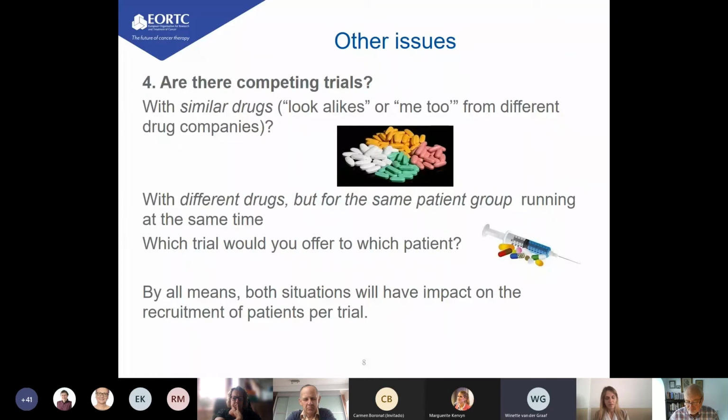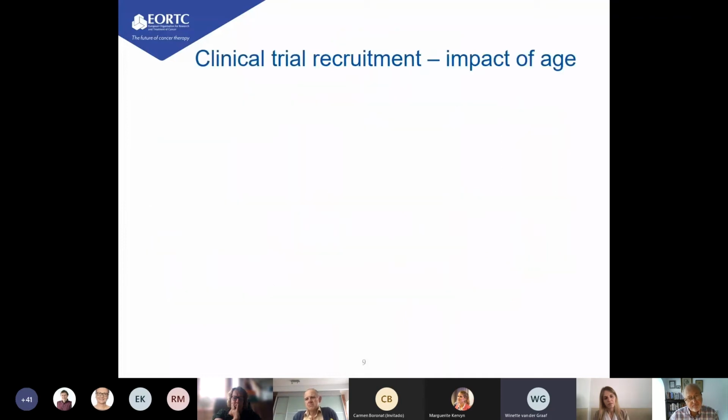It can also be in a positive way, because maybe you attract very rare patients to your hospital because you have study A open, and if a patient is not suitable to enter one trial, you can offer them the other trial. So it's not always negative, but you have to consider what you are doing already.